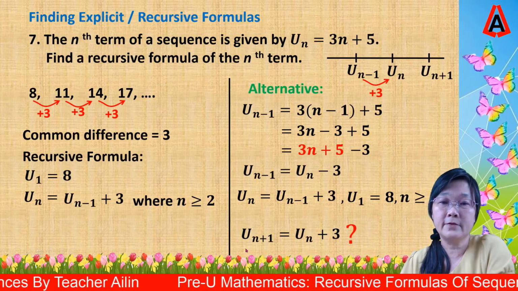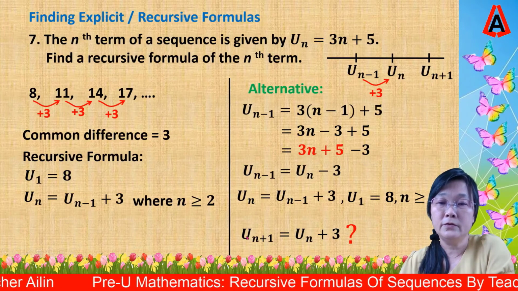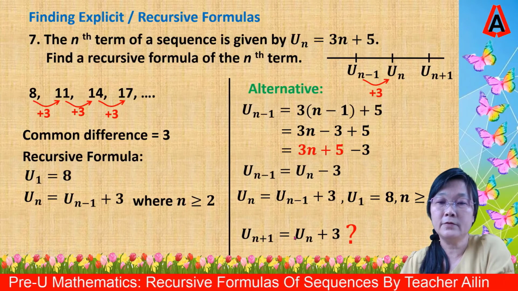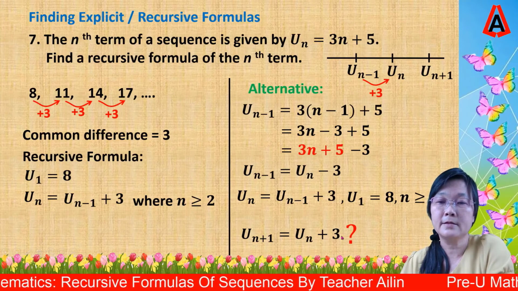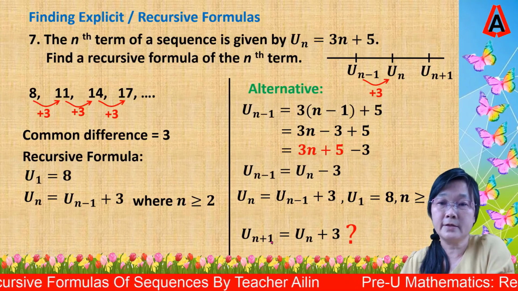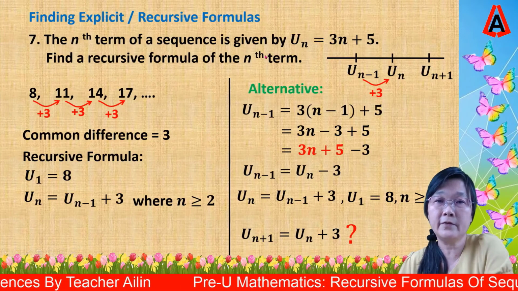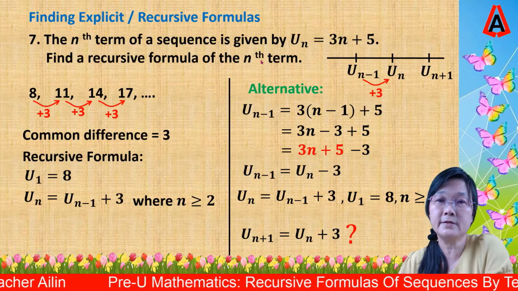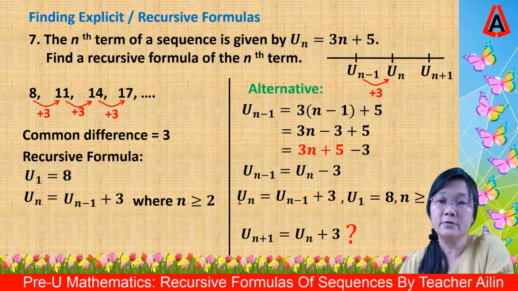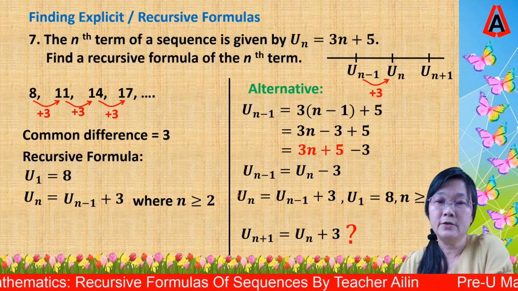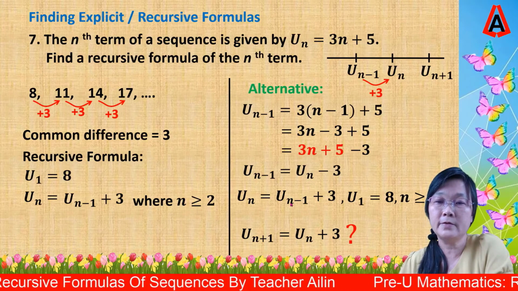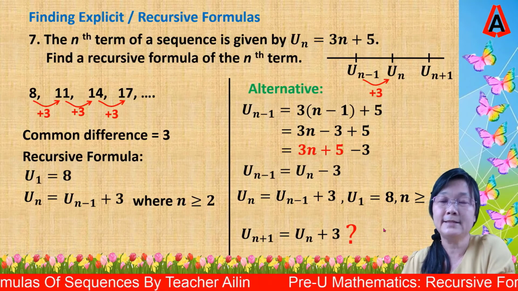For this question, even though un plus 1 equals un plus 3 is also a recursive formula, it is not the answer, because the question already mentioned very clearly that it asks for the recursive formula for un. So you should give your answer un equals un minus 1 plus 3.